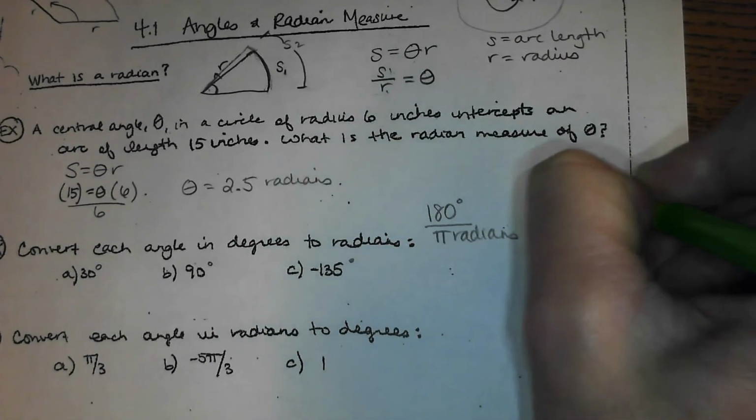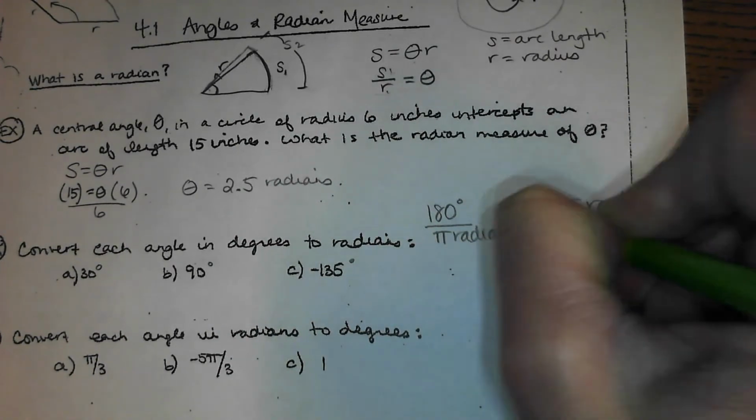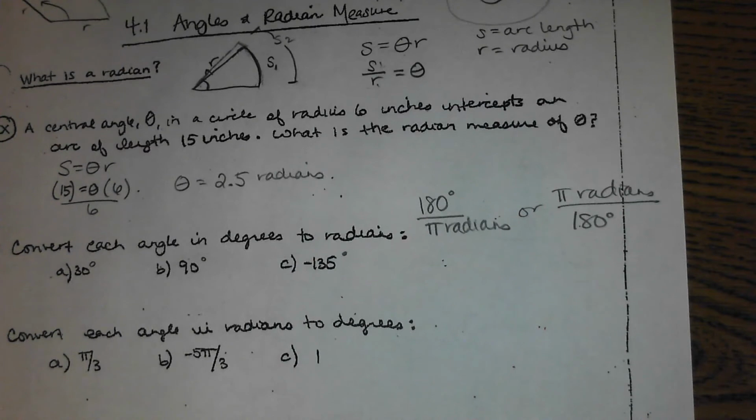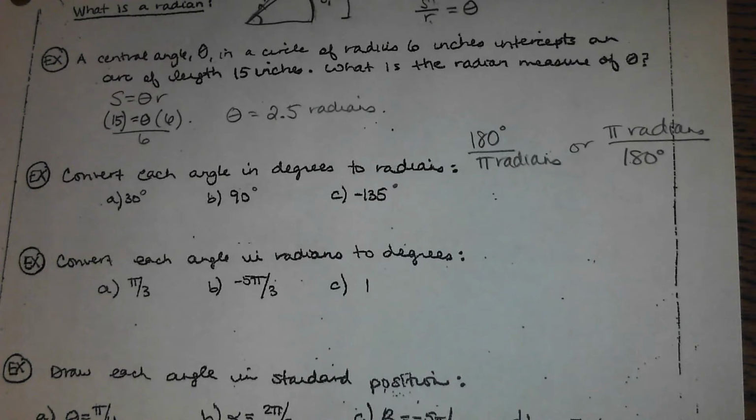So if and when you get confused as to whether or not to multiply by 180 over pi or pi over 180, does anybody have a good way of remembering? That does not categorize as memorizing it. Anybody? Olivia?